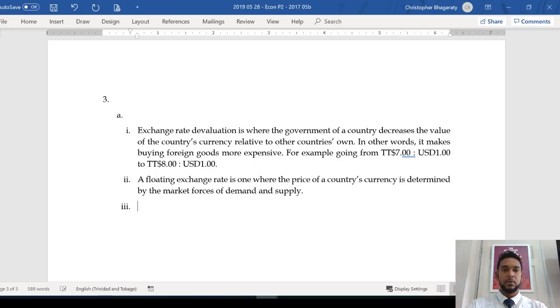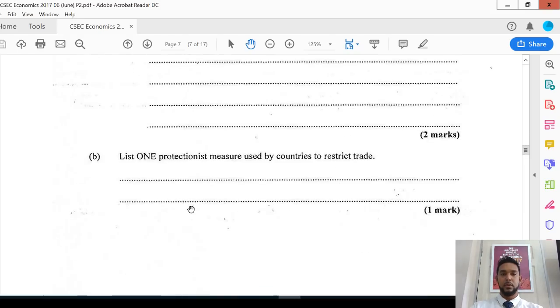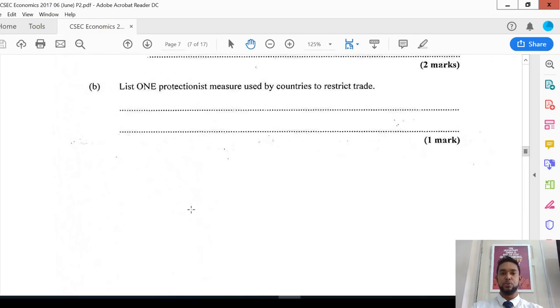Alright. Okay, everybody okay with those 2 items? Yes, sir. Any questions? No? Alright, let's take a look at part B. Part B is asking, list one protectionist measure used by countries to restrict trade.